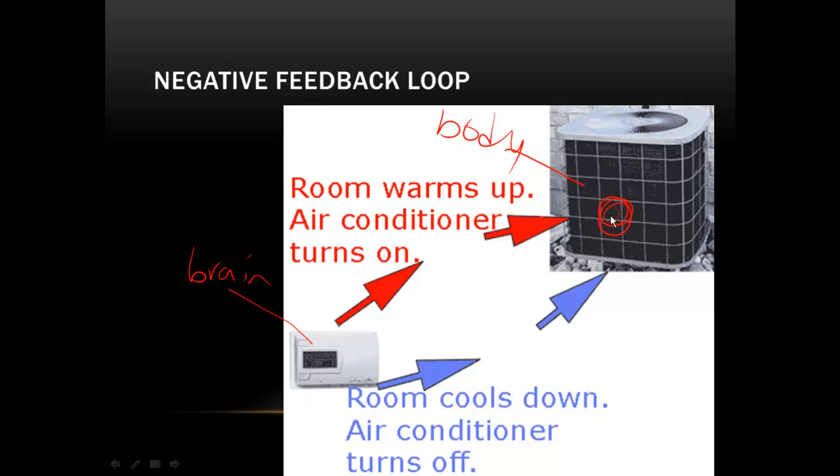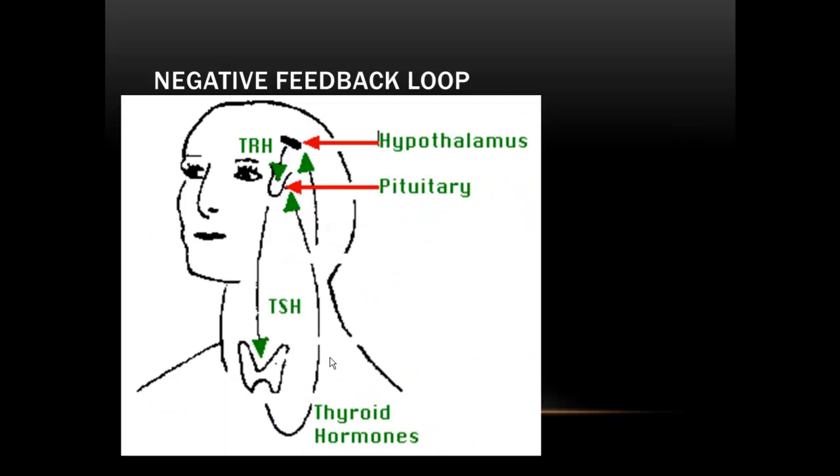When the air conditioner, the body, has caused the desired change to occur, this feeds back to the thermostat and says, hey, the room has cooled down now, and this will shut off the thermostat. So this is a cycle that allows us to maintain homeostasis. We get a bit out of balance, and the brain tells the body to get back into balance. When we're back in balance, then the brain shuts off sending the message.